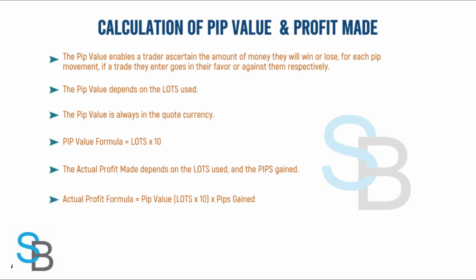Remember, the pip value is the value of one pip movement. So what if the price moves more than one pip? We're also going to be learning how to calculate the value. The actual profit made depends on the lots used and the pips gained. So there's a formula also for actual profit, which is the pip value times the pips gained. These are things you should have in mind before we move to the next slide.